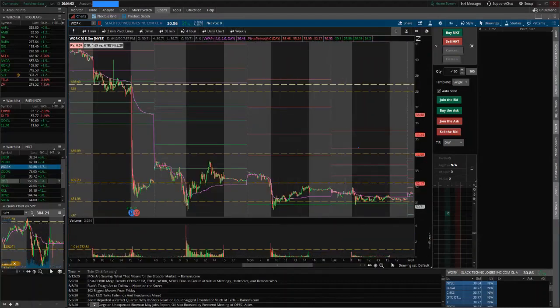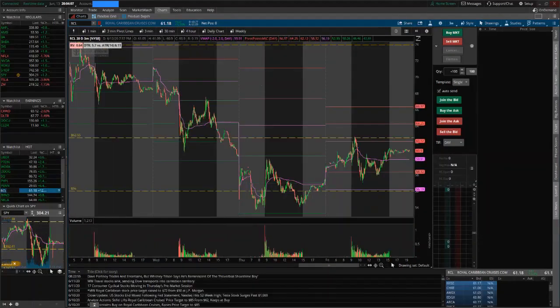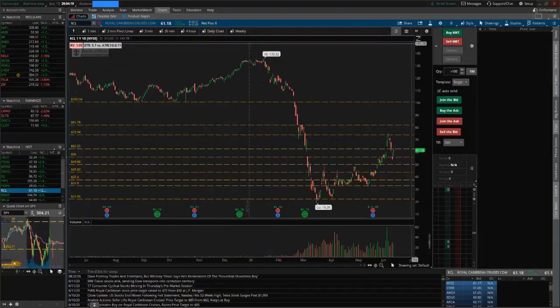Okay, let's go to RCL. Yeah, RCL, this was a good one on Friday. It actually gave a couple of opportunities. So let's look at the 62.55 line. 62.55.